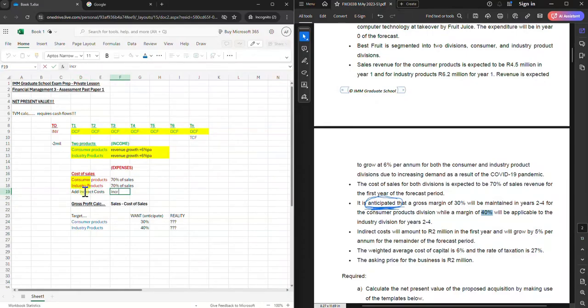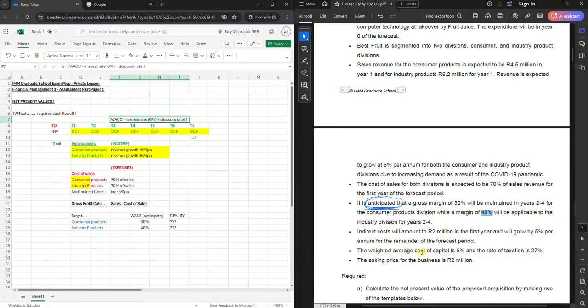The weighted average cost of capital is 6% and the rate of taxation is 27%, which is important to remember. And the asking price for the business is 2 million Rand. And then that information is going to be key for later when we do our NPV to be able to say the business, yes, can produce over 2 million or can't produce over 2 million, which would make us a decision whether or not we want it or not. Yeah, so that's the discount rate, eh? Okay, that's good. Yeah, so WACC is good.